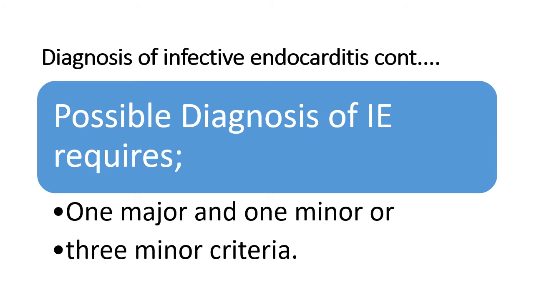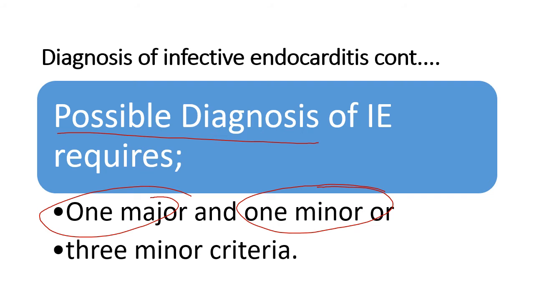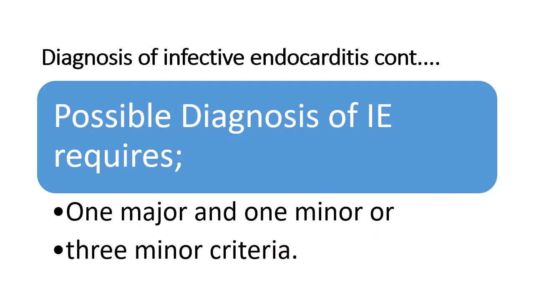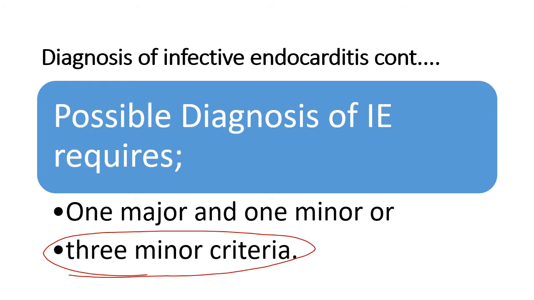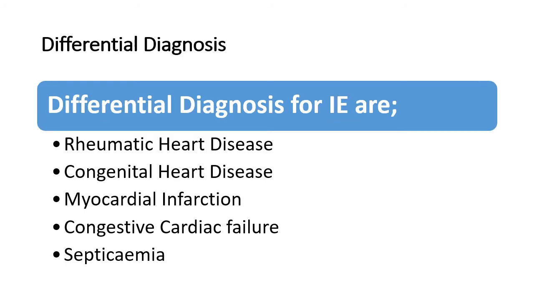In this circumstance, when there is only 1 major and only 1 minor, we said when there is only 1 major, there must be 3 minor to make a diagnosis of infective endocarditis. So you have only 1 major and only 1 minor. That is a possible diagnosis for infective endocarditis and not definitive. The second is when you have 3 minor. Remember, we said when you don't have a major criterion, you should have at least 5 minor criteria. But now you have only 3 minor criteria. So that is a possible diagnosis and not a definitive diagnosis for infective endocarditis.